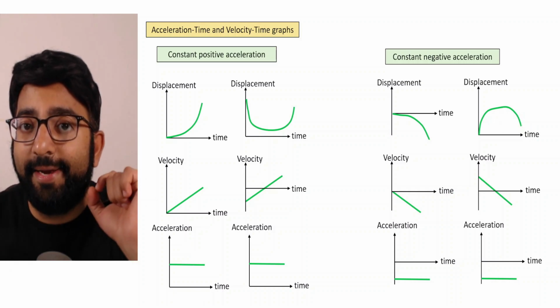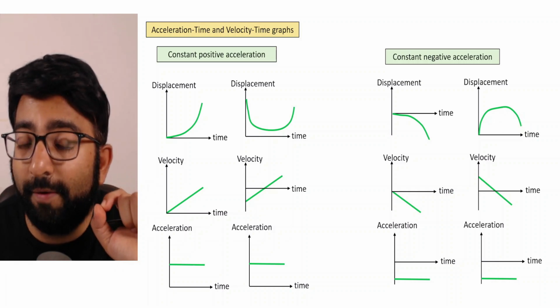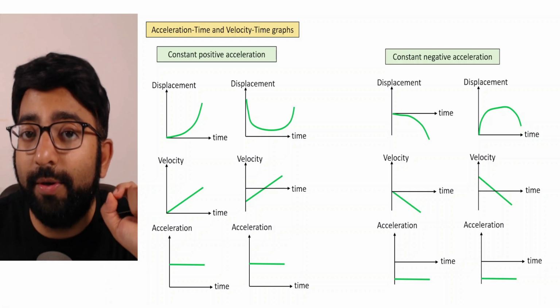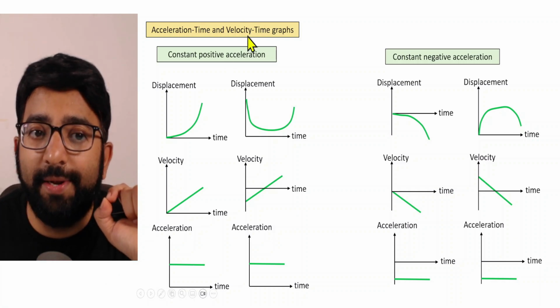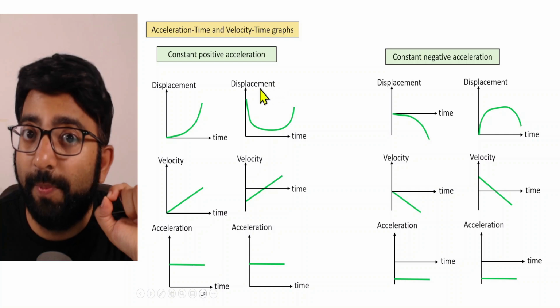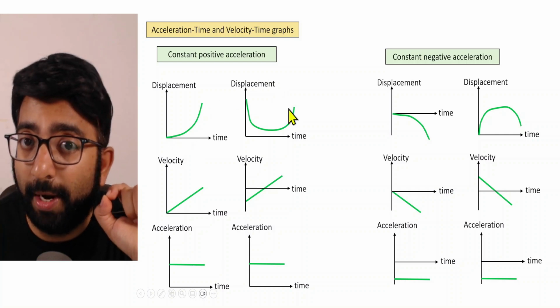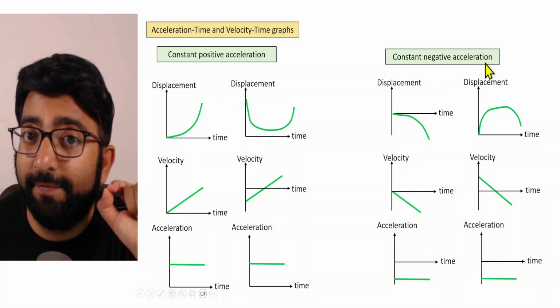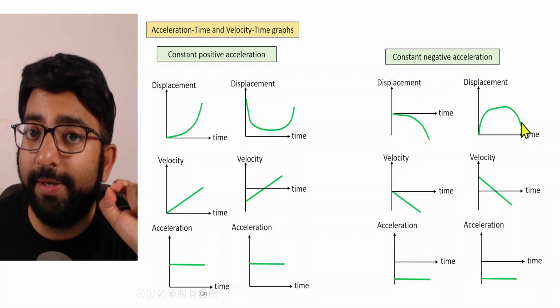So this was the in-depth understanding of how to read the graphs, but in exam situations, all you need to remember is if acceleration is positive, the shape of the displacement time graph will be an upward facing parabola. If acceleration is negative, then that shape will be a downward facing parabola.